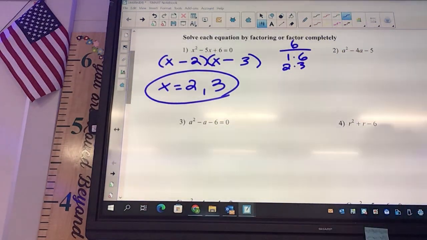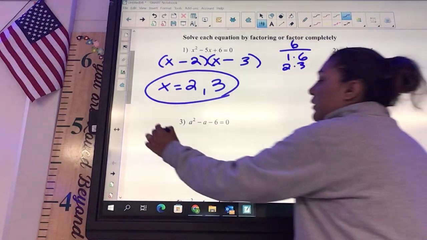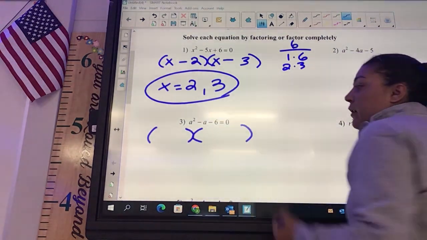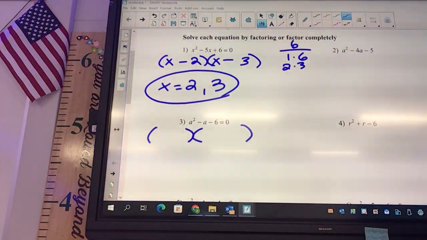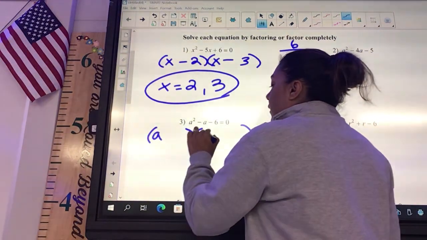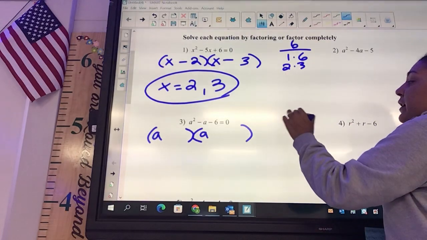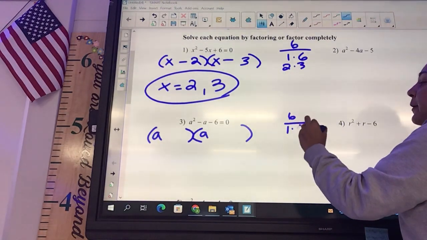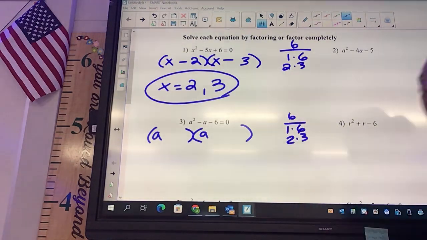Okay, let's look at 3. We're going to draw our 2 parentheses. And we can put what? A and A. And we're going to find our list of 6. And we got it up here, so I'm just going to copy it down. 1 and 6, 2 and 3.